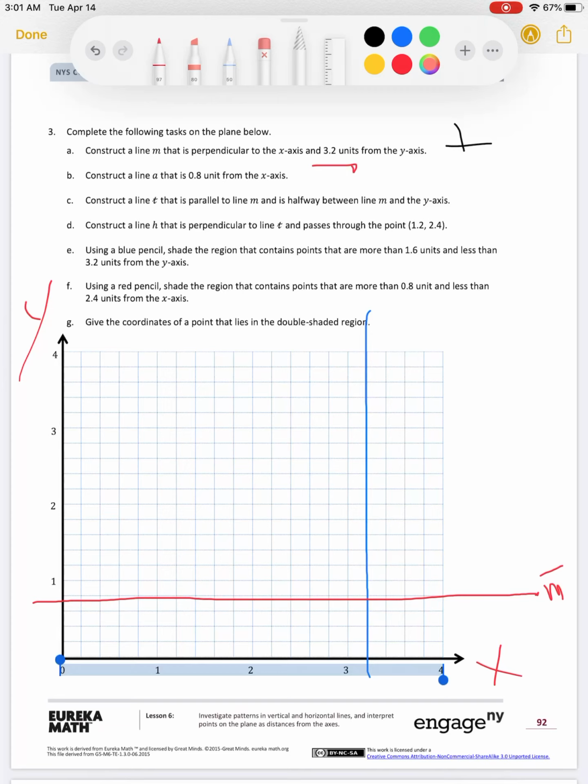We constructed line M. It was perpendicular to X. No, line M. This is line M then. Okay, let me erase. Oh, I'm so glad I called it. Very good for us. Very good. This is line M. Very good because this line, line M, would be perpendicular to X because they cross here. Okay? All right, let's go back. Now we can go ahead and move on to the next one.